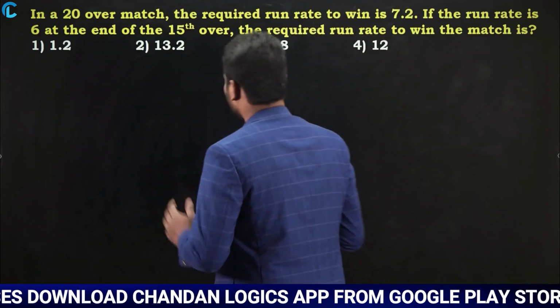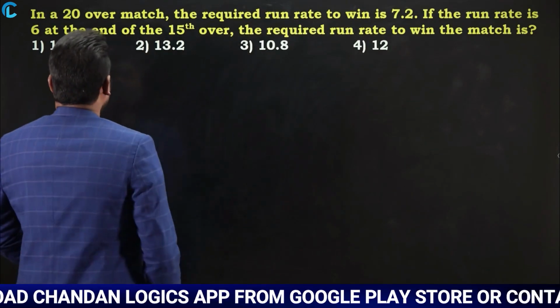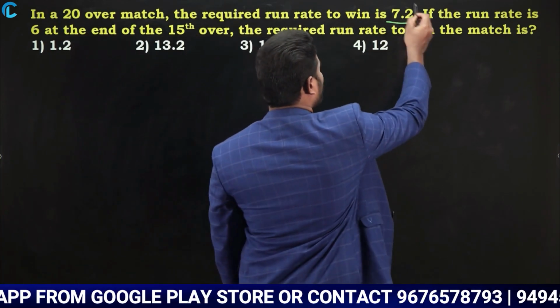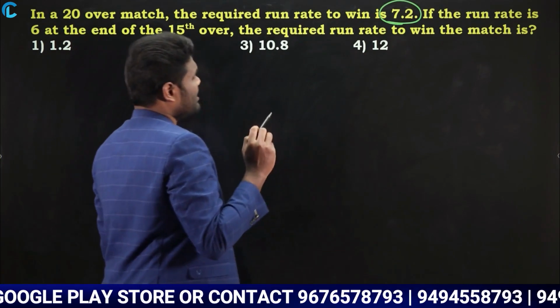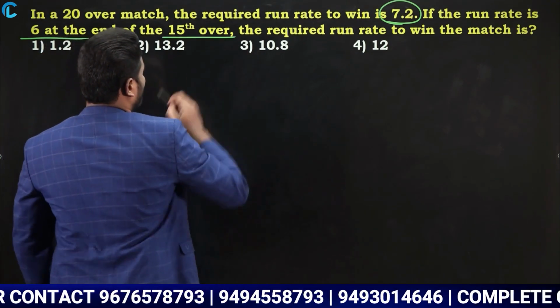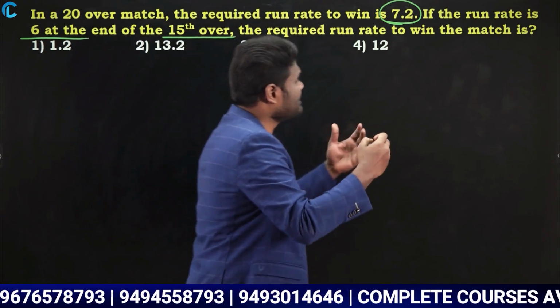Okay, let us look at a similar pattern of question. In a 20 overs match, the required run rate to win is 7.2. If the run rate is 6 at the end of the 15th over, the required run rate to win the match is?